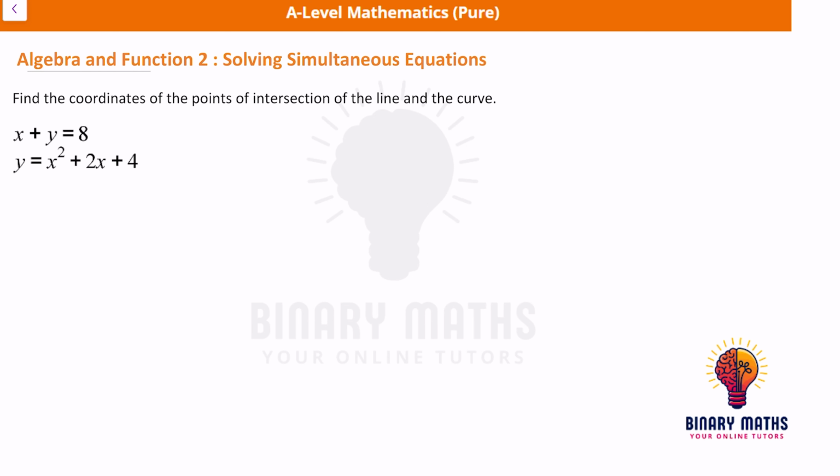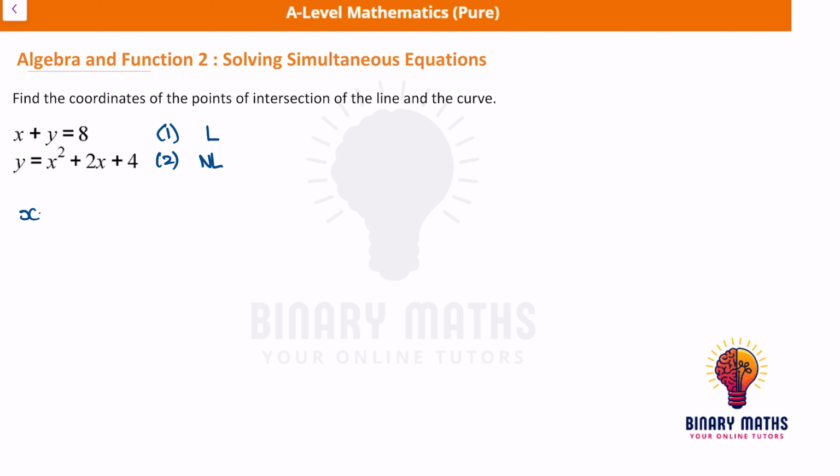Now the first thing I need to do is label the equations 1 and 2 and identify which one is linear and which one is non-linear. The linear one always involves just x and y, or just terms without indices. And the non-linear is obviously the one with the x squared term. In this case the non-linear one is a quadratic. So what you need to do first is rearrange the linear one to make either the x or the y the subject of the formula.